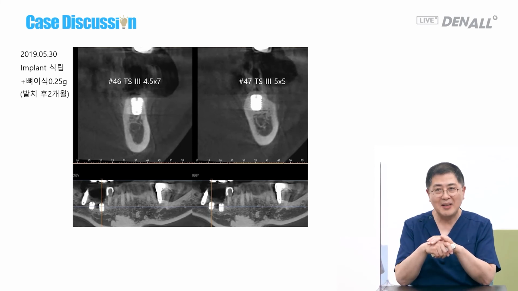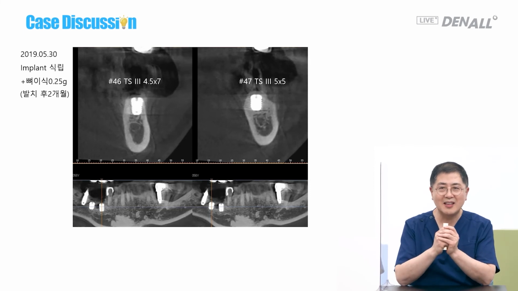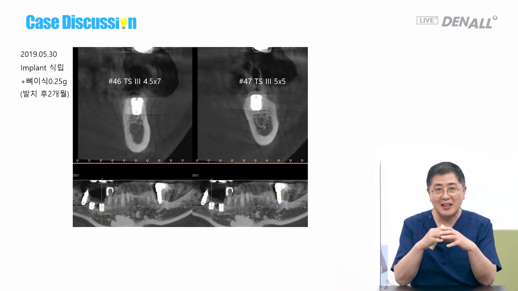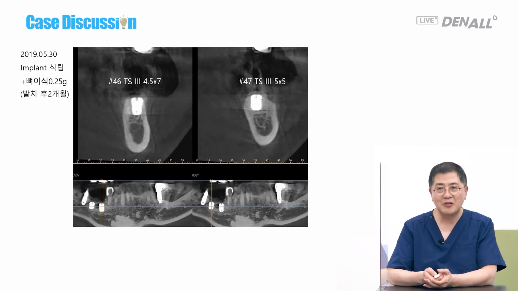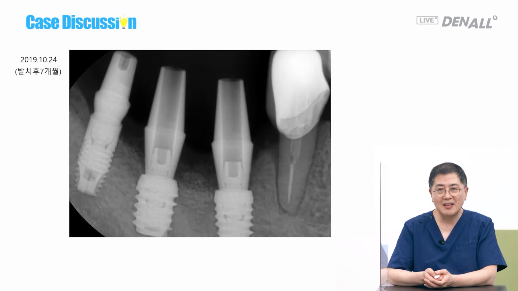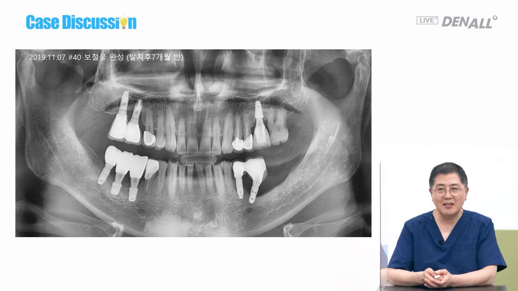I didn't form the bone sufficiently, so I used short 5x5 and 4.5x7 implants. Skilled in forming bone, I used short implants and put them in the bone. In conclusion, abutments were connected and prostheses were completed.